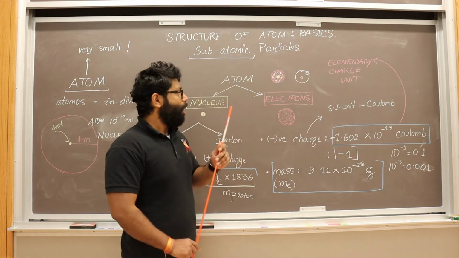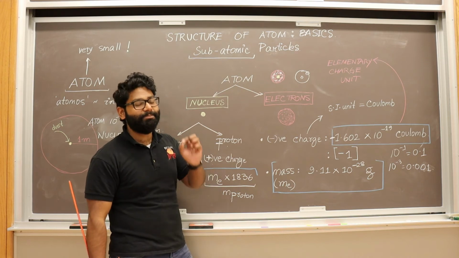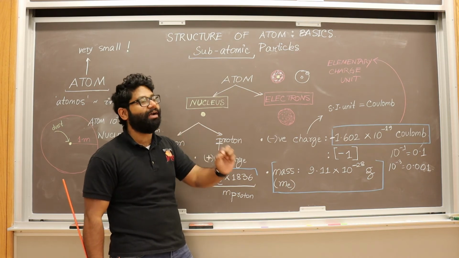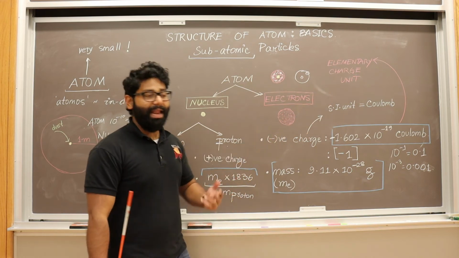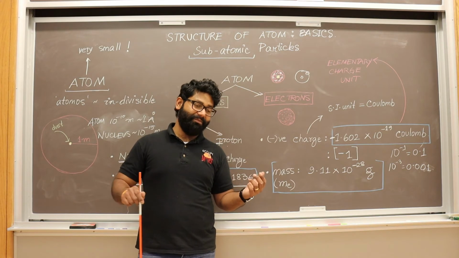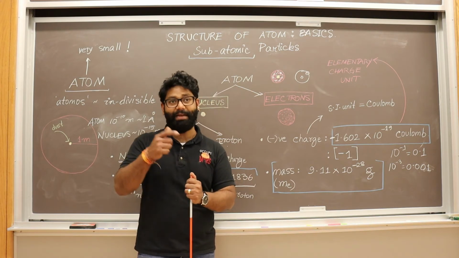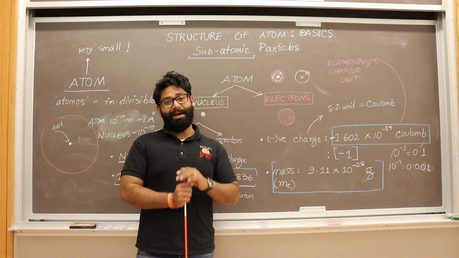Also, the charge on an electron is the smallest charge possible, so it is called the elementary charge unit. Like, if you try to understand with an analogous concept, the denominations in America are like dollars.